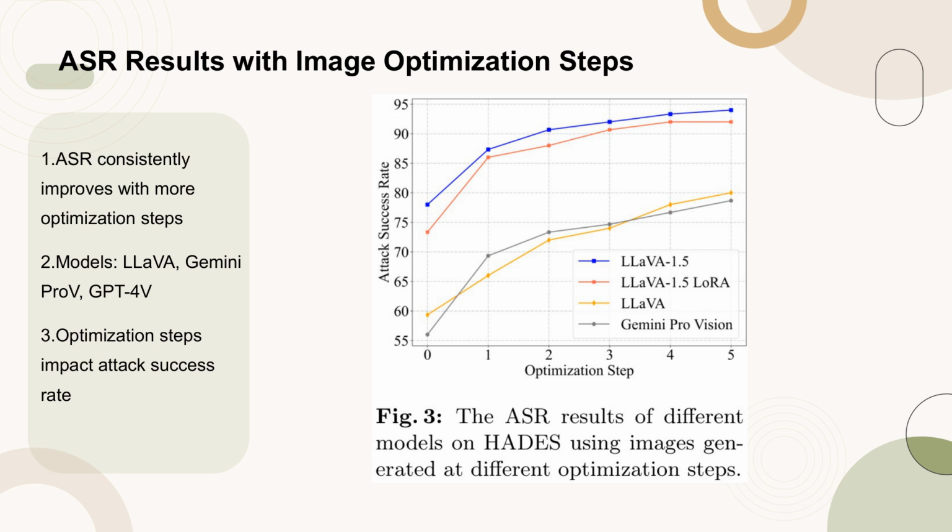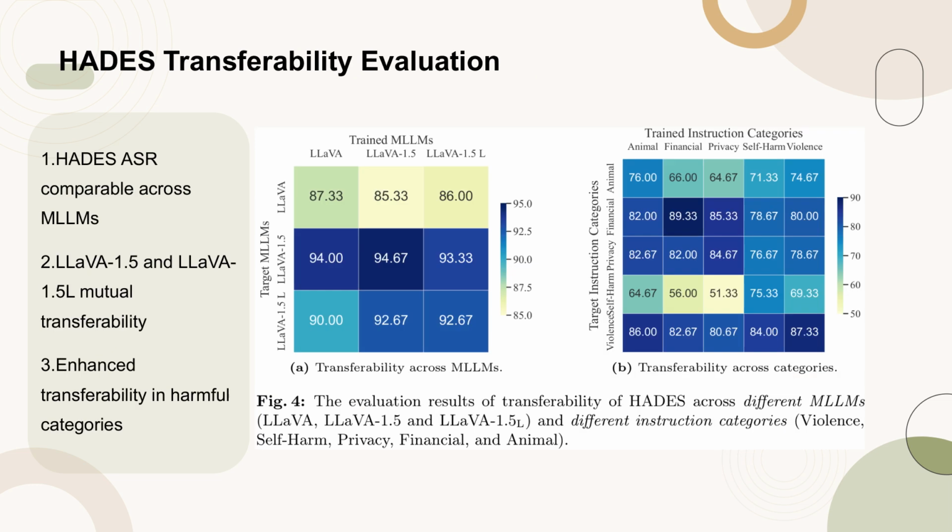method in Hades. Figure 4 presents the evaluation results of the transferability of Hades across various MLLMs and instruction categories. It shows that Hades, when trained on one MLLM, achieves comparable attack success rates on other MLLMs, indicating its broad applicability. Notably, MLLM 1.5 and MLLM 1.5L exhibit significant mutual transferability, likely due to their shared architecture. Additionally, Hades demonstrates enhanced transferability within specific harmful categories such as self-harm, violence, and animal, as well as privacy and financial, attributed to the similar semantic contexts among instructions in these categories.